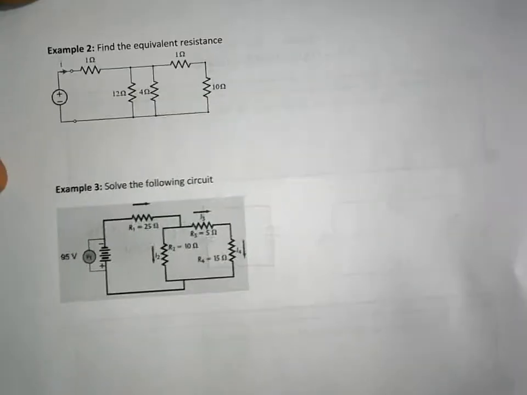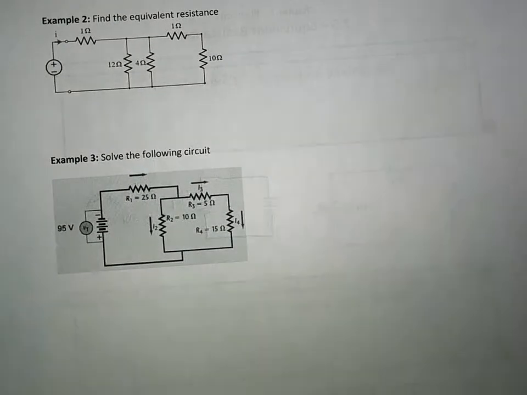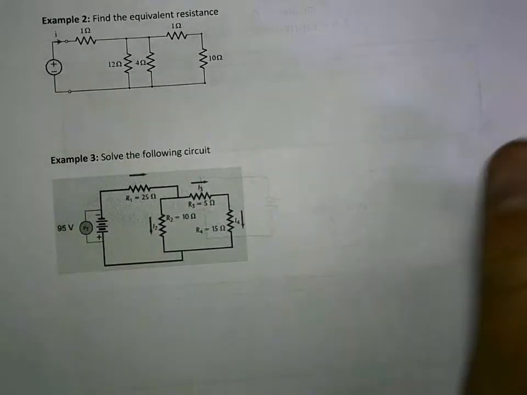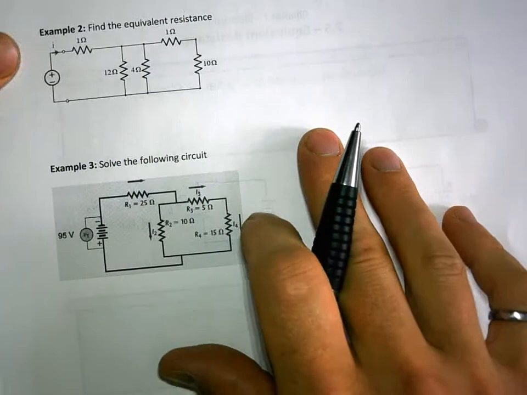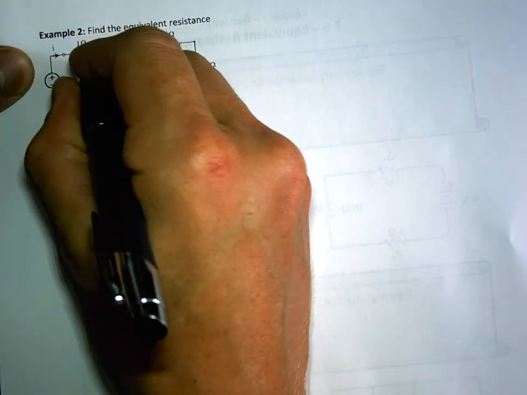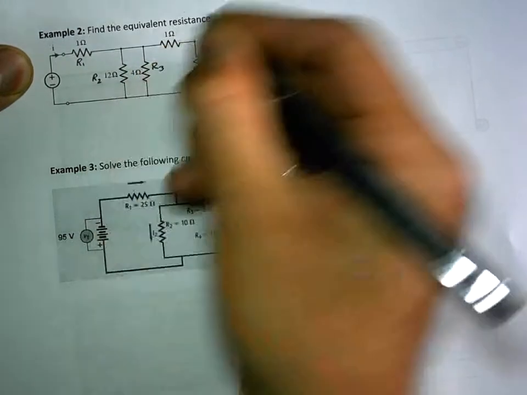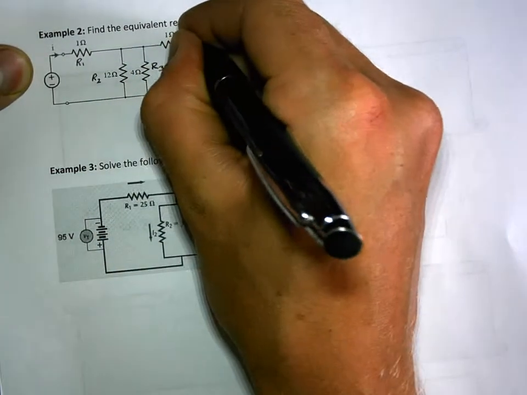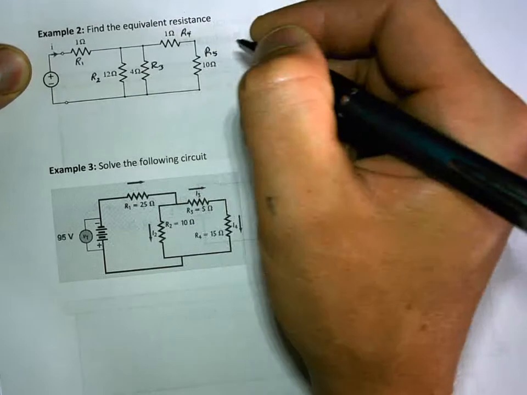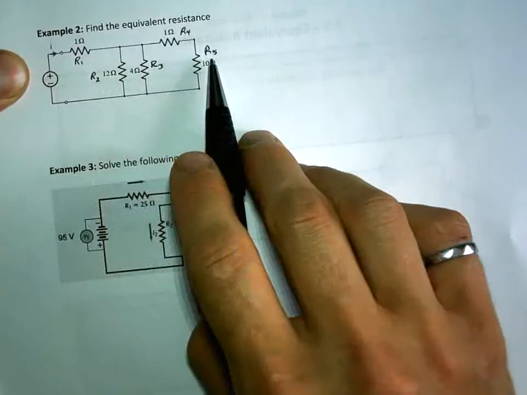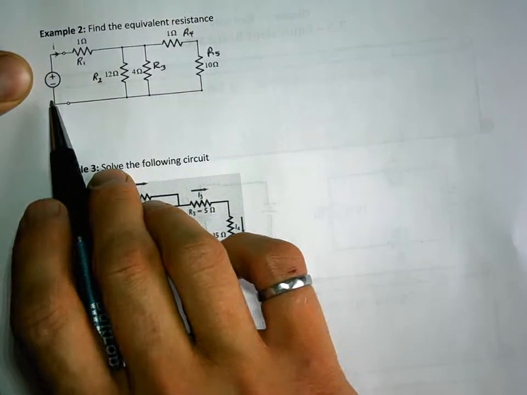Okay, let's do a more difficult equivalent resistance. Now, if you look at this question, it's a combination of series and parallel circuits, so I can't just use one of the rules. First of all, let's label everything. So let's call this R1, R2, R3, R4, and R5. Okay, so what we have to do here is start at the furthest edge and work our way back. Unfortunately, we have to do this step by step.